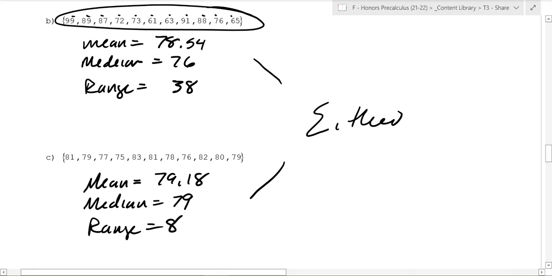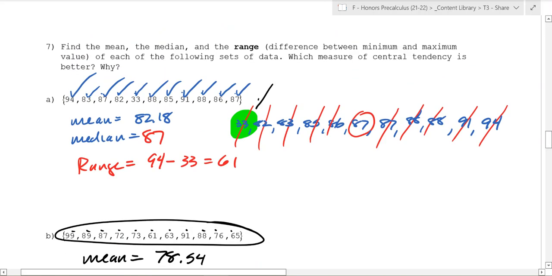On the first one though, the median would be better, because the mean is greatly influenced by this outlier right here of 33. That 33 doesn't really change the median that much, but it does change the mean, which is the average.